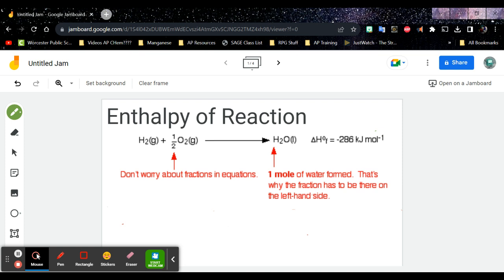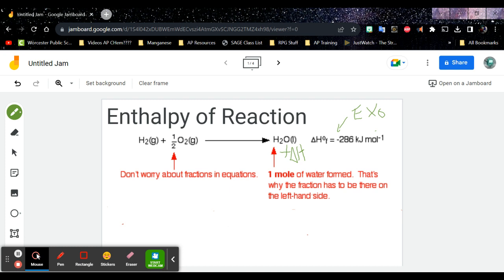Now, if you notice, this delta H value is negative. That negative means that energy is being released. So this is an exothermic process. Now, that kind of means our energy is acting as a product in our reaction. We are producing that energy.